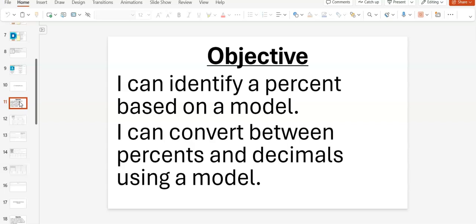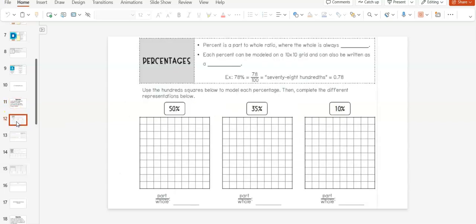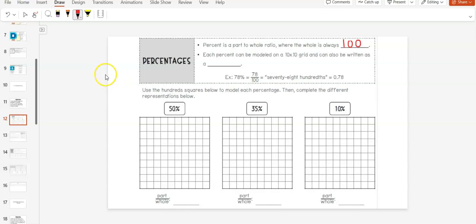So in this lesson, we're going to identify a percent based on a model. We're going to convert between percents and decimals using a model as well. All right, so in our notes, we're going to write down, a percent is a part to whole ratio. So it is a ratio where we are comparing part to whole, where the whole is always 100. So just like we said how percentages are out of 100, it's always going to be something out of 100.